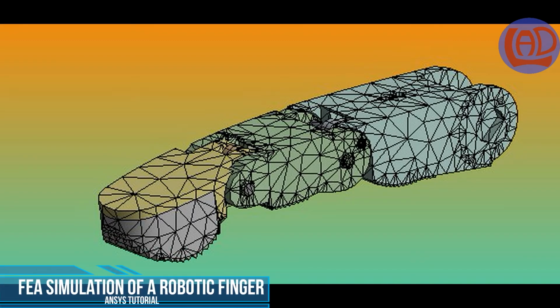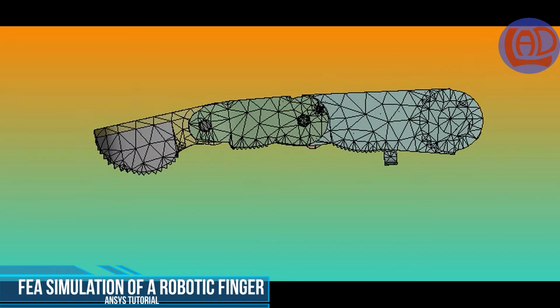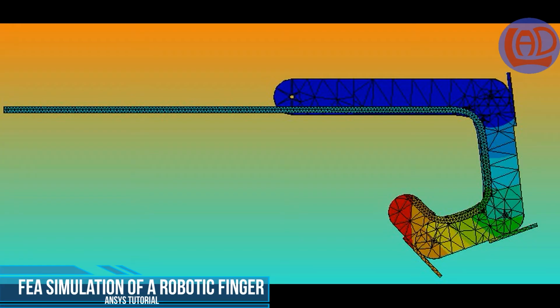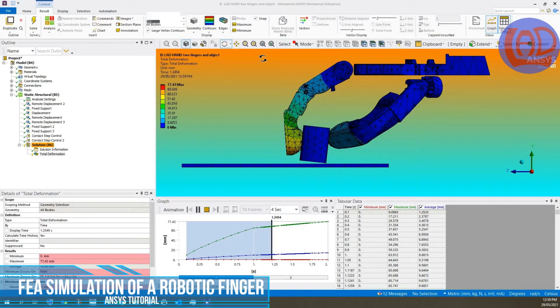In this tutorial, I will show you how to run a simulation in Ansys of a robotic finger or robotic hand. I will show you the steps that I follow to get the simulation successfully running and converging.